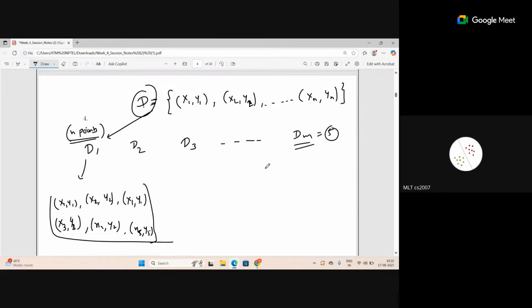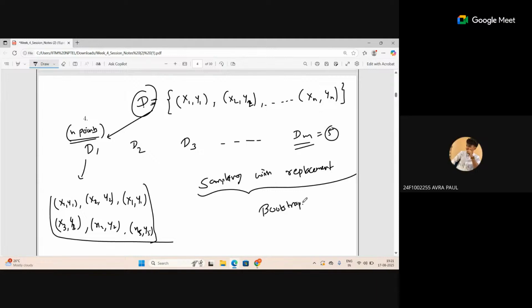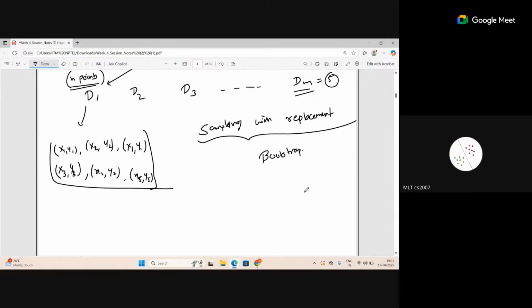So what we are trying to do here is sample these data points. How do you sample here? Sampling with replacement. Over here, if one point is repeated multiple times, this might also increase the risk of overfitting, right? That's true.